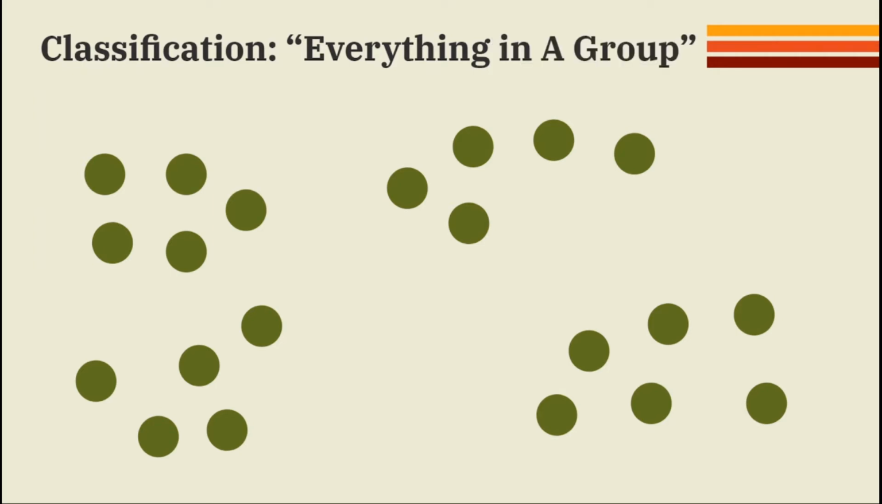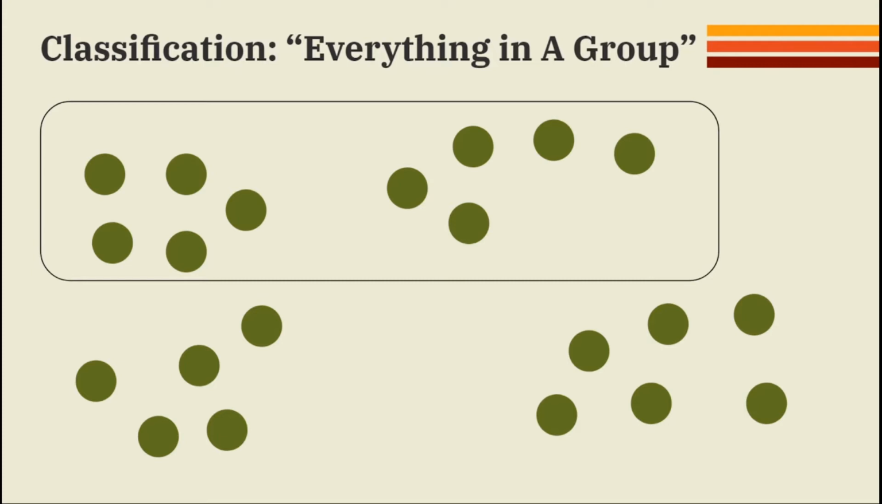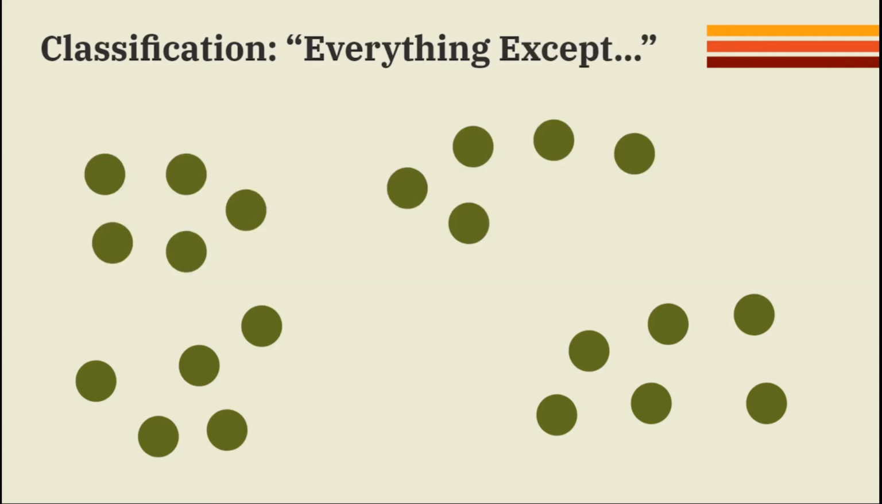Now, let's talk about everything in a group. So if we want to draw a box around these and we want to apply a cross-cutting concern just to these, we'll look at some techniques to be able to do that as well. And then also, we want to look at how well we can handle everything except a little handful here and there. We'll also look at some techniques for that. So these 3 classifications: everything, everything in a group, and everything except.